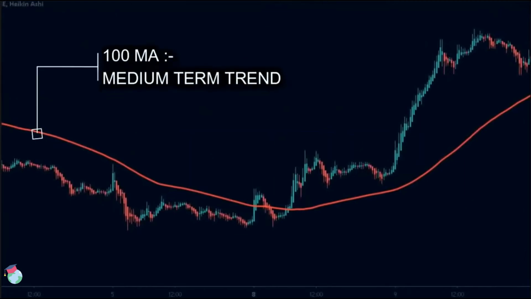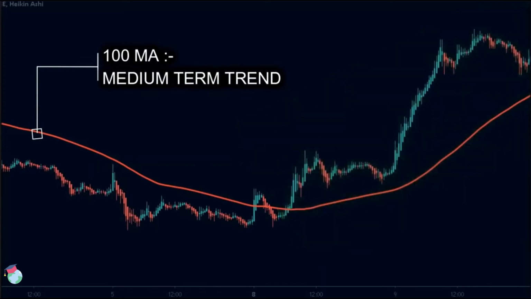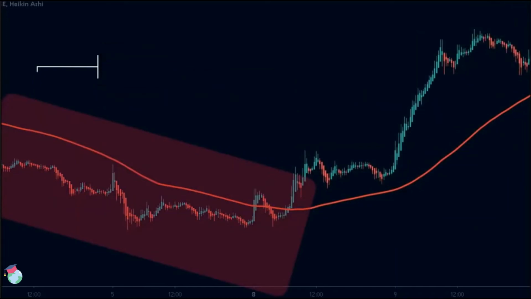When the price is above the 100-period moving average, we will consider the price in an uptrend and we will only look for buy setups. Similarly, if the price is below the moving average, we will look for sell setups.